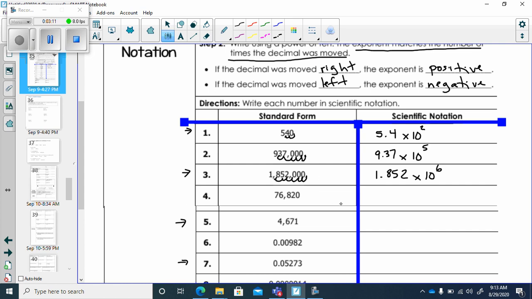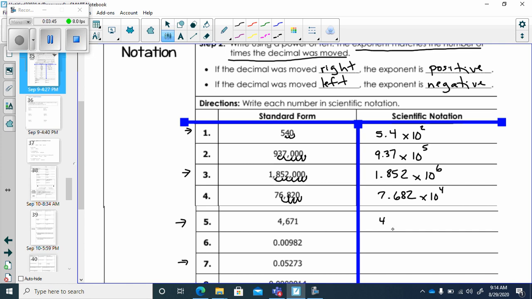On 4, 76,820. That would be 7.682. See, I left off the 0. That's where I stopped doing my thing. My number in the front is greater than or equal to 1, but less than 10. How many places did I move my decimal? Not how many zeros I have. How many places did I move my decimal? Sorry. 1, 2, 3, 4. Times 10 to the 4th. It's a positive exponent because this number is bigger than 1.